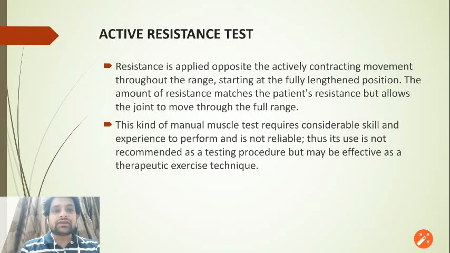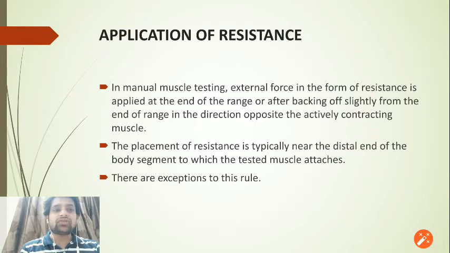Next, active resistance test. This resistance is applied opposite the actively contracting movement throughout the range, starting at the fully lengthened position, and the amount of resistance matches the patient's resistance but allows the joint to move through the full range. This kind of manual muscle test requires considerable skill and experience to perform and is not reliable. Thus, its use is not recommended as a testing procedure, but it may be effective as a therapeutic exercise technique. Next is application of resistance.